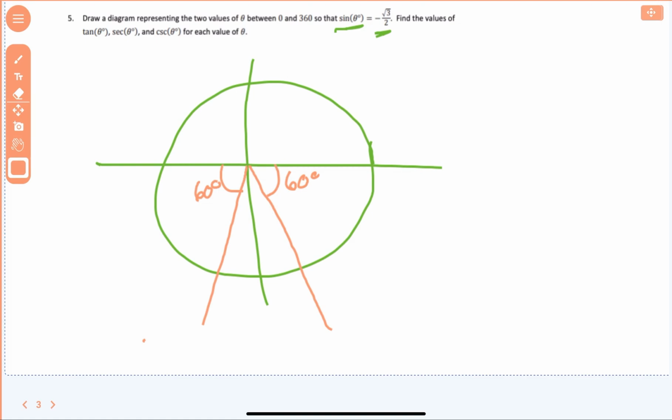Find the values of the tangent, of the secant, and of the cosecant. So let's start with tangent. Let's go ahead and label this too. If that is a 60-degree angle, then that is a 240 degree, and this would be 300 degrees.